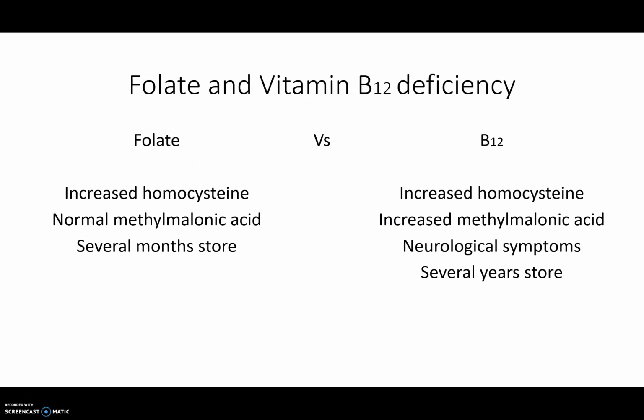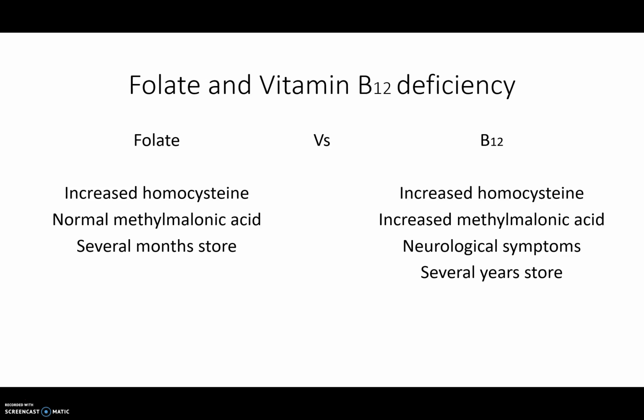I want to talk a little bit more about folate and vitamin B12 deficiencies. To distinguish between the two of these, based on the metabolic pathway, you can use a couple things on the labs, including increased homocysteine, which you will find in both folate and B12 deficiency. However, you will only find increased methylmalonic acid in vitamin B12 deficiency, because with vitamin B12 deficiency, the pathway halts at that point. You only see neurological symptoms with vitamin B12 deficiency, paresthesias, for example.